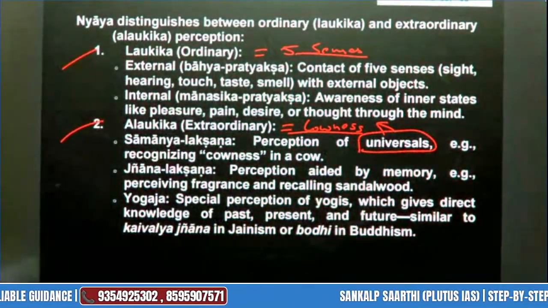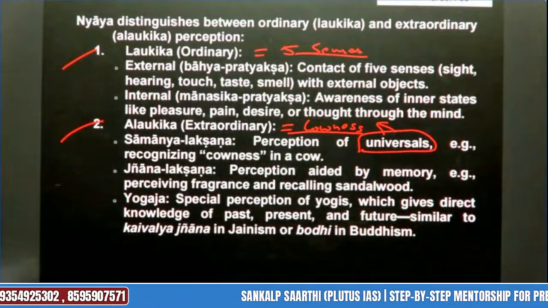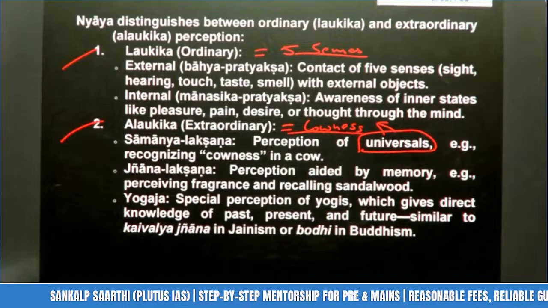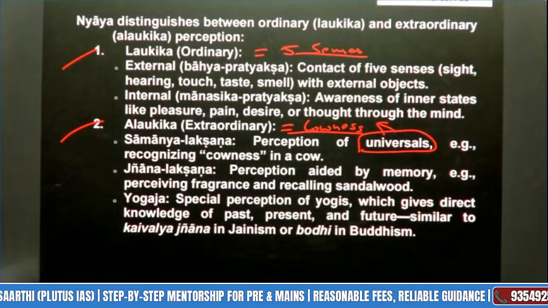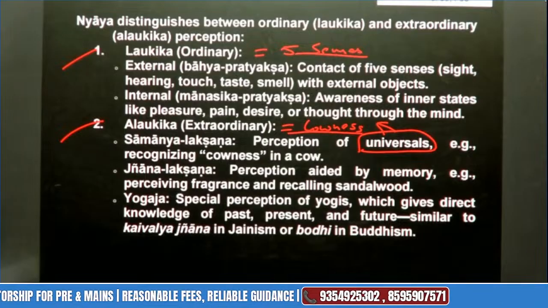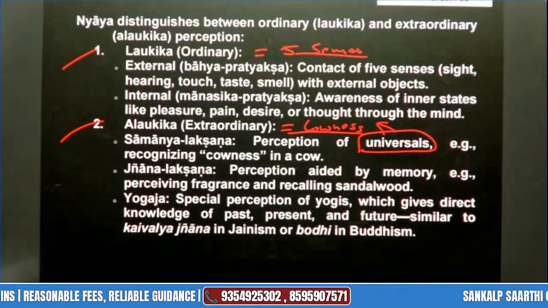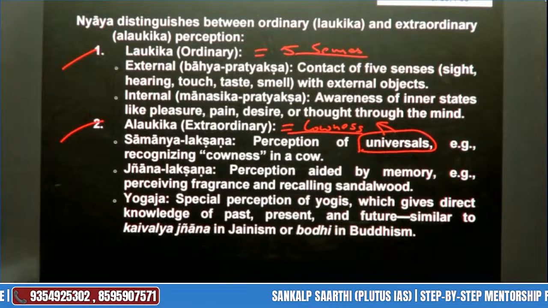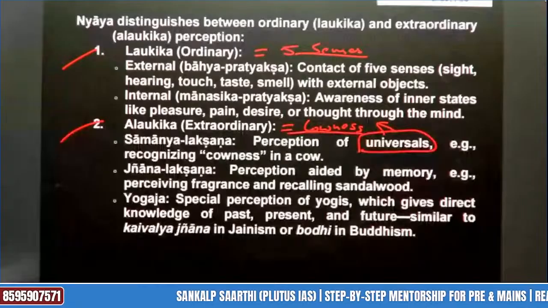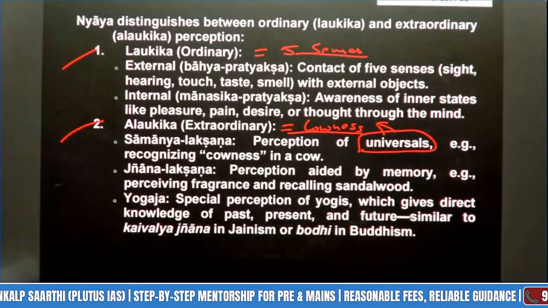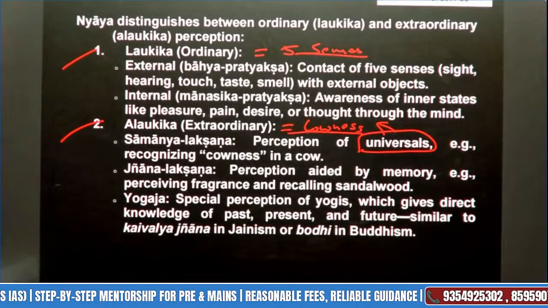Then there are types of alaukika. First is samanya lakshana, that is perception of universals. Example, recognizing calmness in a cow. Then jnana lakshana, that is perception aided by memory. Example, perceiving fragrance or recalling sandalwood. Then yogaja, that is special perception of yogis, which gives direct knowledge of past, present, and future, similar to kevala jnana in Jainism or bodhi in Buddhism. Understood?